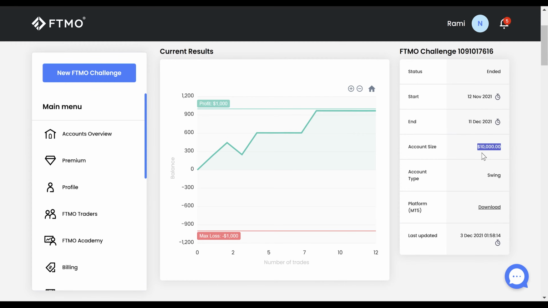Next, for the account size, I took the smallest account just because I wanted to test my strategy. And as you can see, I did pretty well. I only had one major loss.